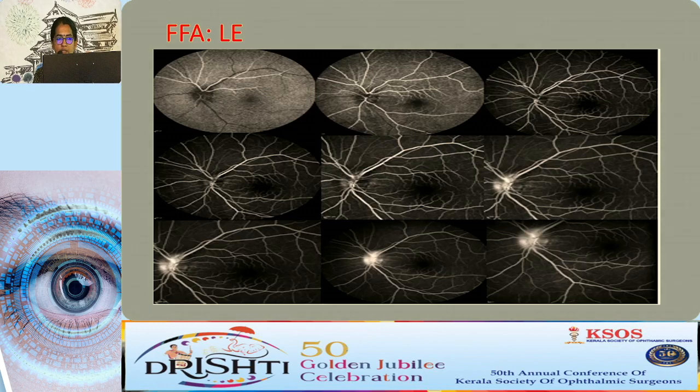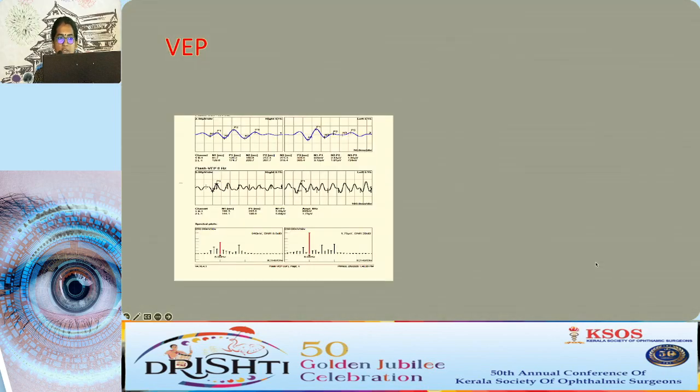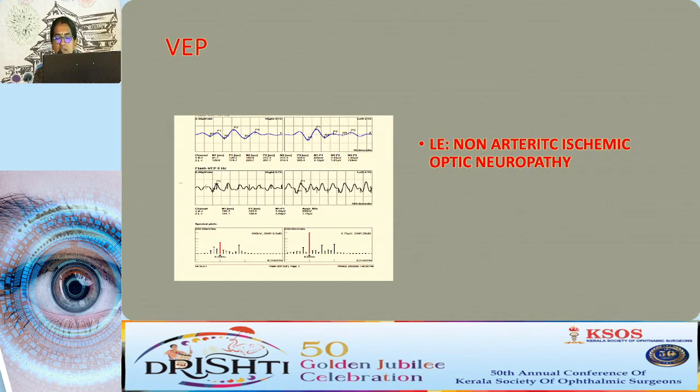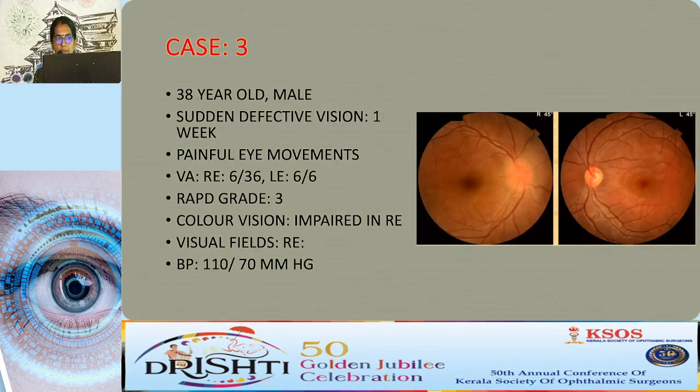And also in the OCT and in the FFA, in the late stages, there is a disc leakage also. And in the VF also, there was a change. So this is a left non-arteritic anterior ischemic optic neuropathy.